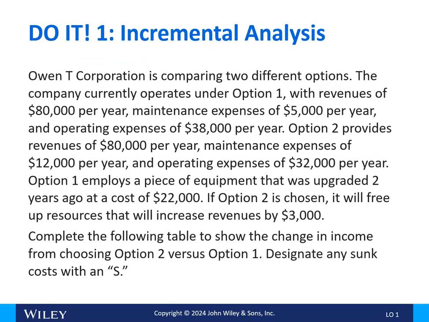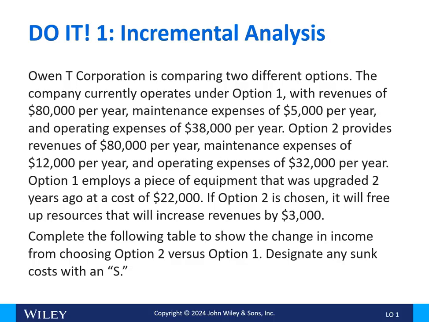All right, let's do an incremental analysis together. So O&T Corporation is comparing two different options. The company currently operates under option 1 with revenues of $80,000 per year, maintenance expenses of $5,000 per year, operating expenses of $38,000 per year. Option 2 provides revenues of $80,000 per year, maintenance expenses of $12,000 per year, and operating expenses of $32,000 per year.